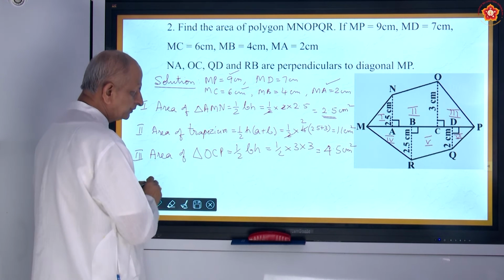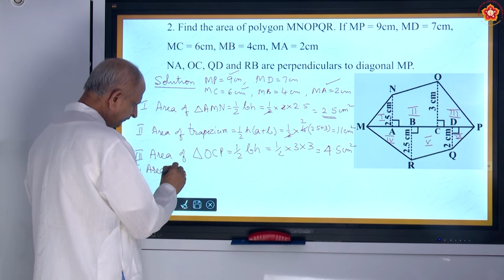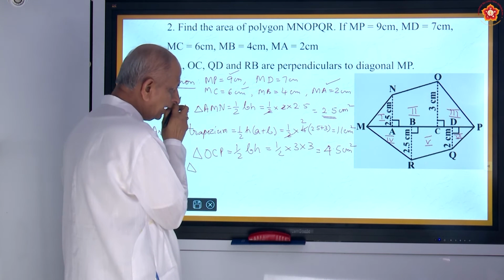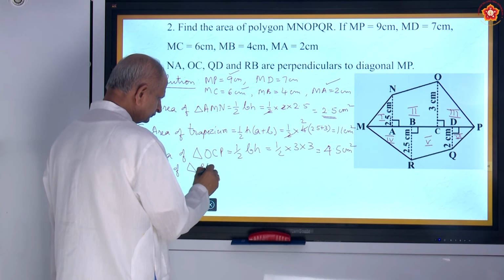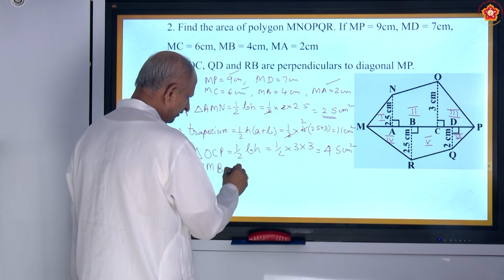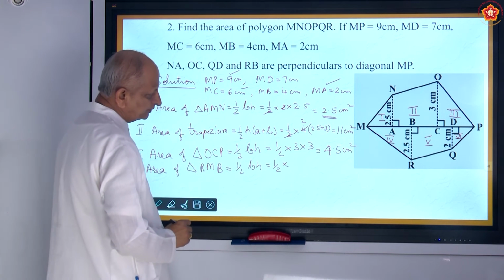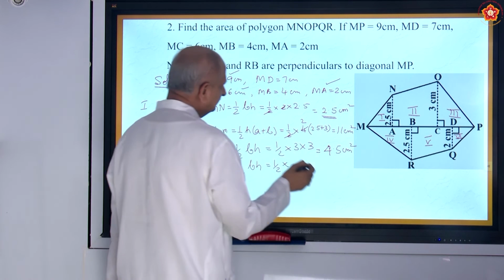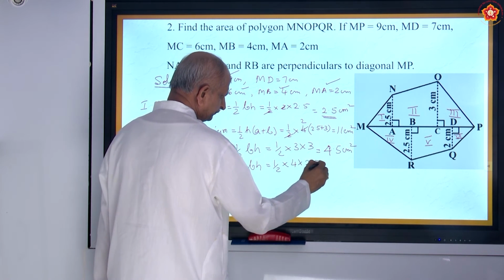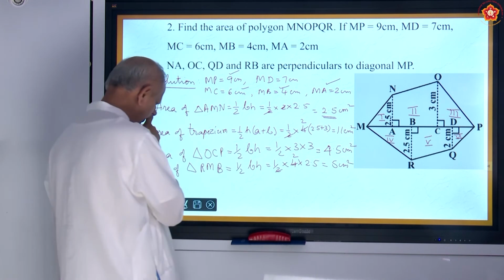And next you have number 4. Again a triangle. Area of triangle, what is that called? RMB. Half of base into height. Half of base is how much? MB. What is base? MB, 4. 4 into height 2.5. 2 ones are 2, 2 twos are 4. We get 5 centimeters square. That is the fourth one.